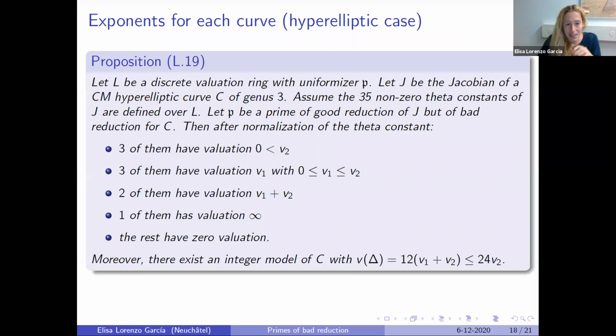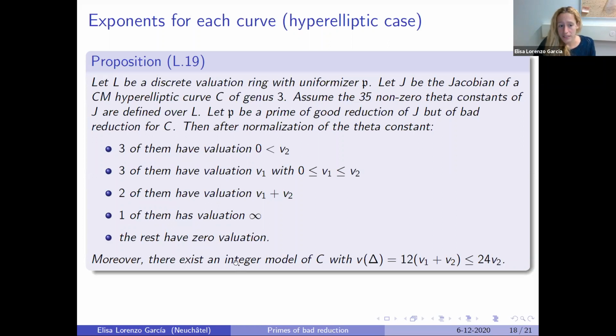In this case, where you have complex multiplication and bad reduction at the prime P, it has to happen that 3 of these theta constants have positive valuation B2, another 3 have non-negative valuation, eventually 0, B1, 2 of them have valuation B1 plus B2, and 1 of them has valuation infinity. This is because we have a hyperelliptic curve, so one of them has to be 0. If this is the first time you hear about this, you can forget about this technical part. If you know a little bit, this is nice.